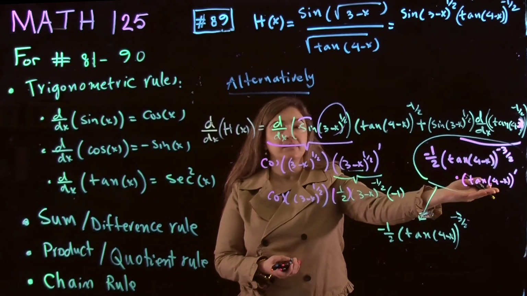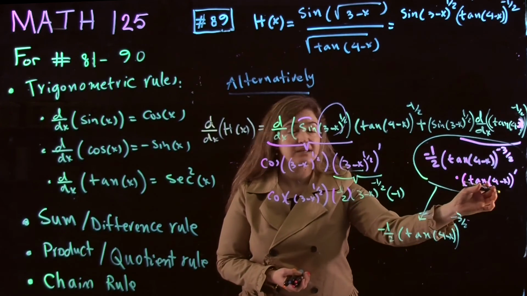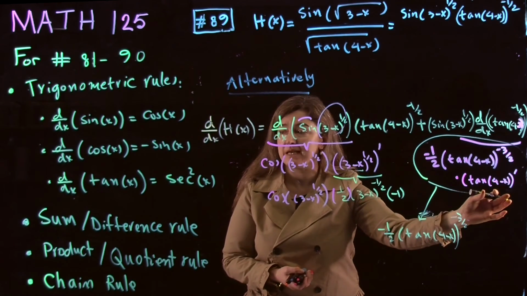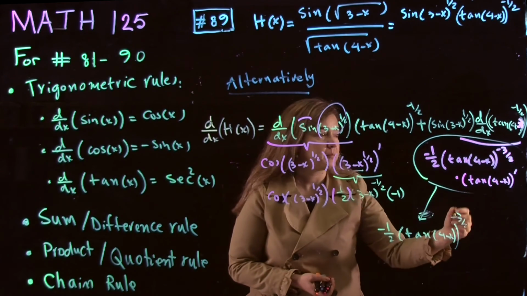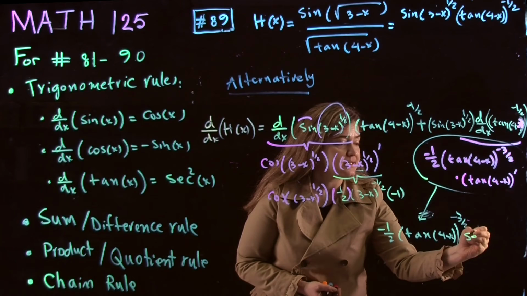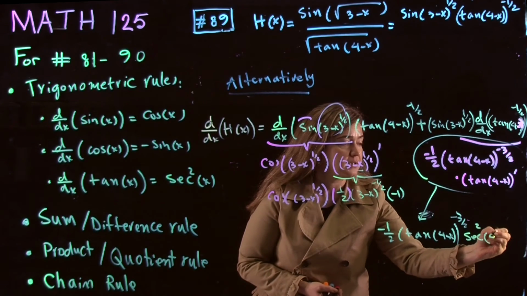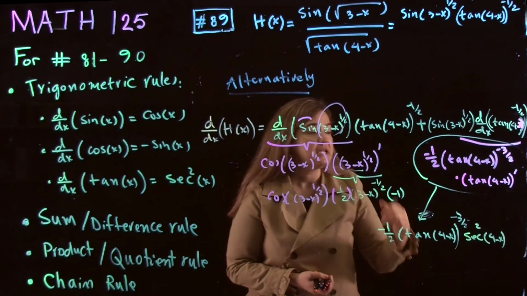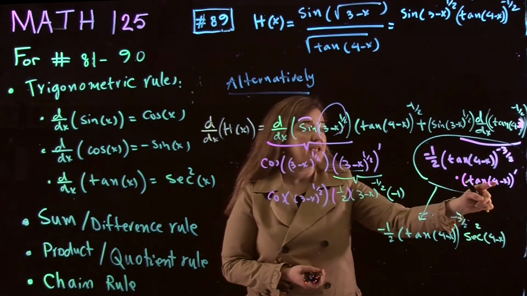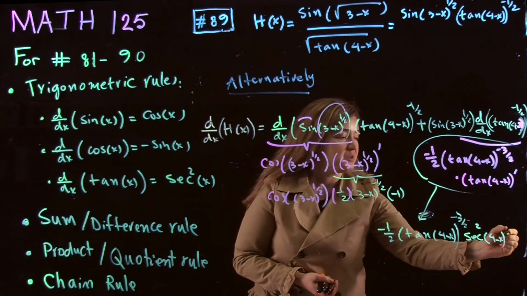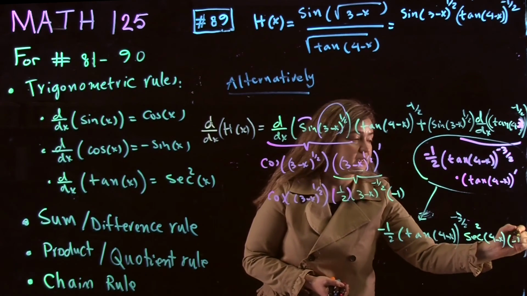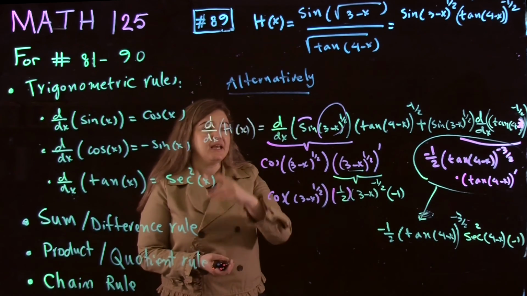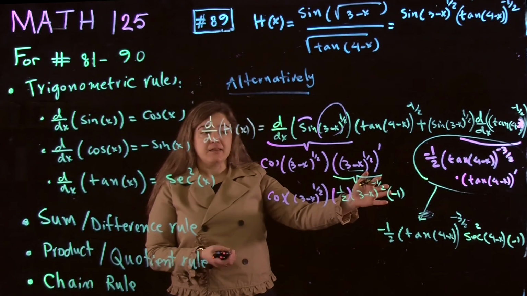Tangent, the outside function being tangent, derivative of outside is secant squared. So I replace secant squared, inside unchanged. Now I have to take the derivative of inside, derivative of 4, 0, minus 1. Let's rewrite this entire thing.